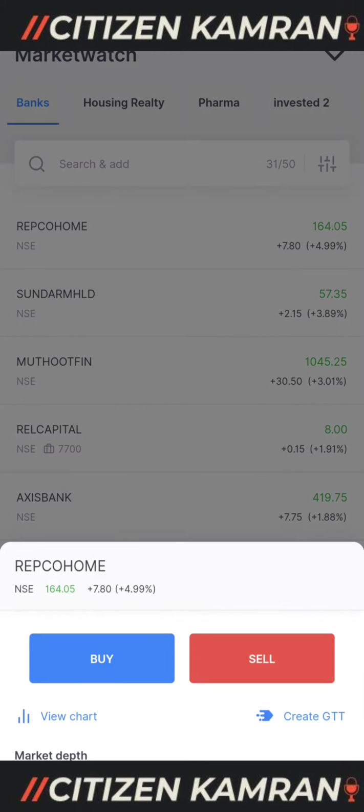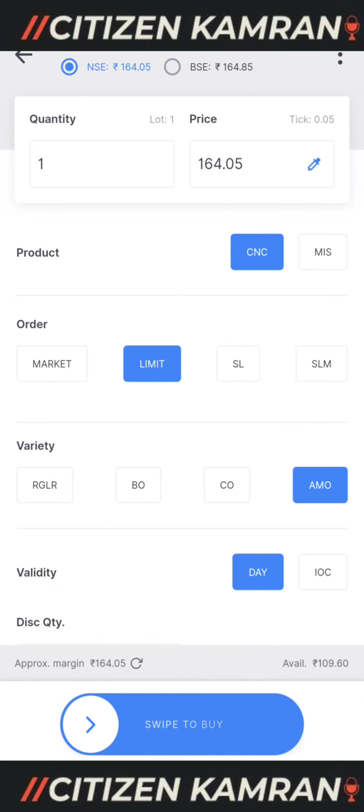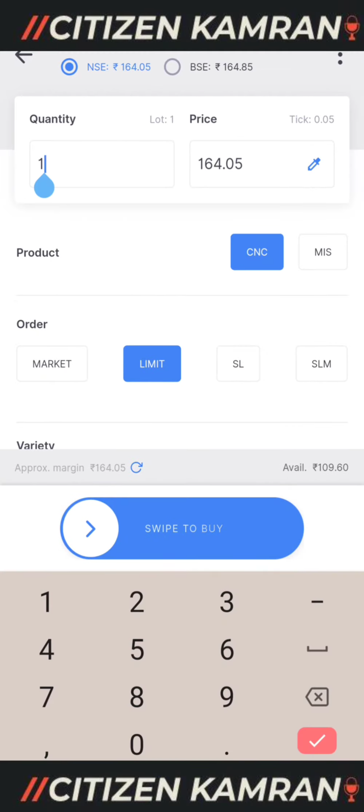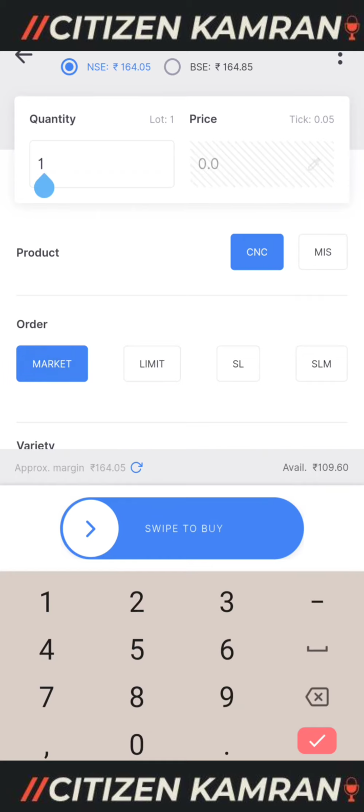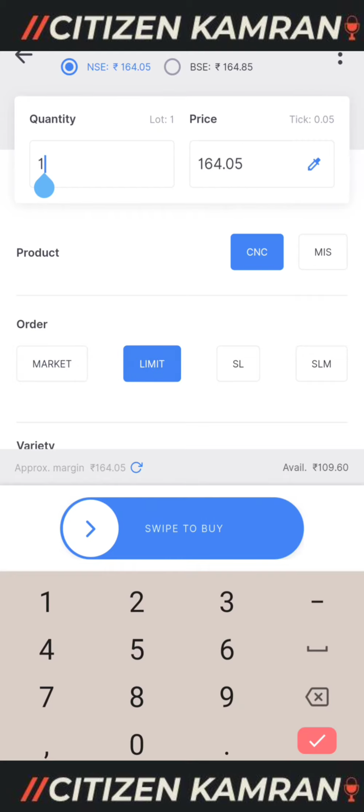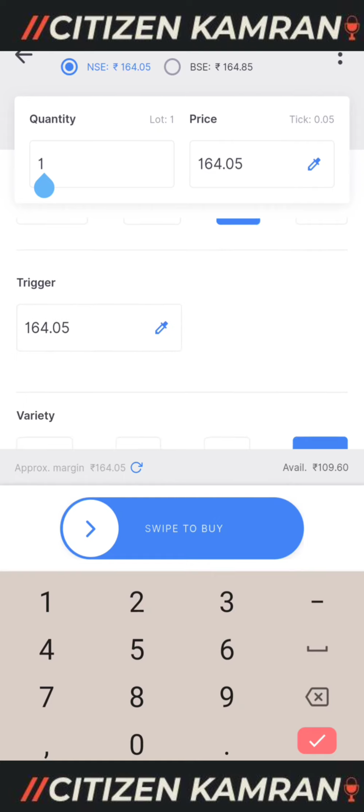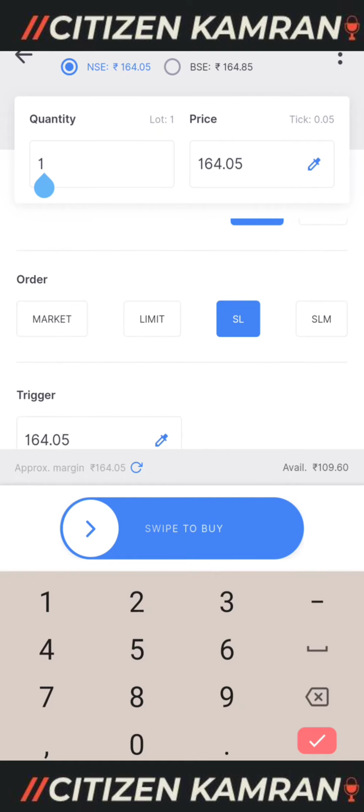You can click on buy and buy as many shares as you want. You write the quantity and price. Now there are two options. One is market. Market means whatever price it is selling at, you can buy at that. If you click on limit, you tell at what price you want to buy. If you click on stop loss, you basically say, okay, I want it to sell at 164.